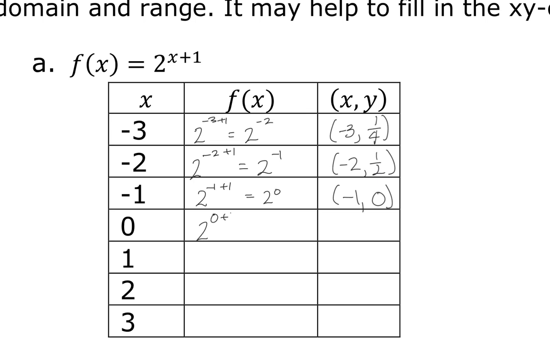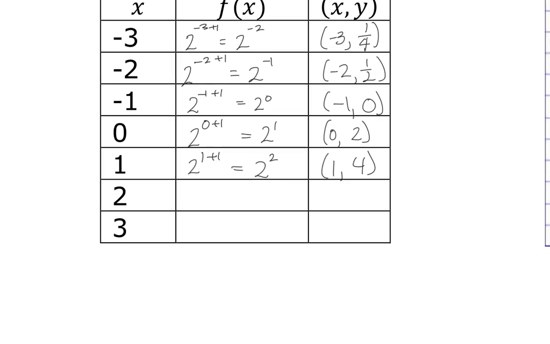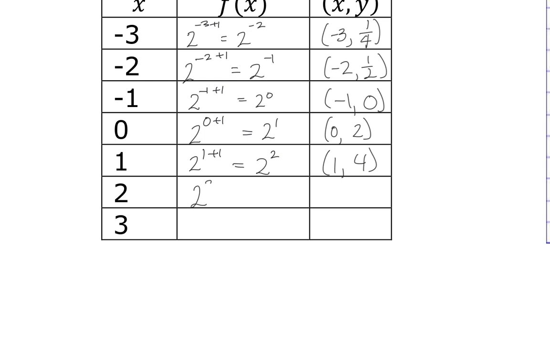2 to the 0 plus 1. So we have 2 to the 1. So 0 goes in and 2 comes out. 2 to the 1 plus 1, which is 2 to the 2. So 1 goes in and 4 comes out. 2 to the 2 plus 1, which is 2 to the 3rd. 2 goes in and 8 comes out. And then 2 to the 3 plus 1, which is 2 to the 4th. So 3 goes in and 16 comes out.